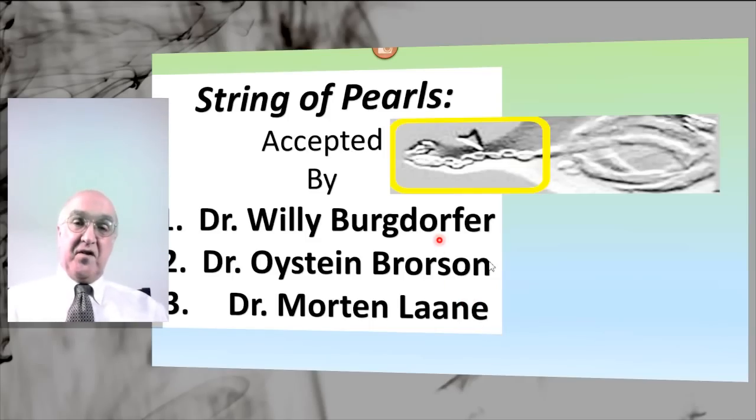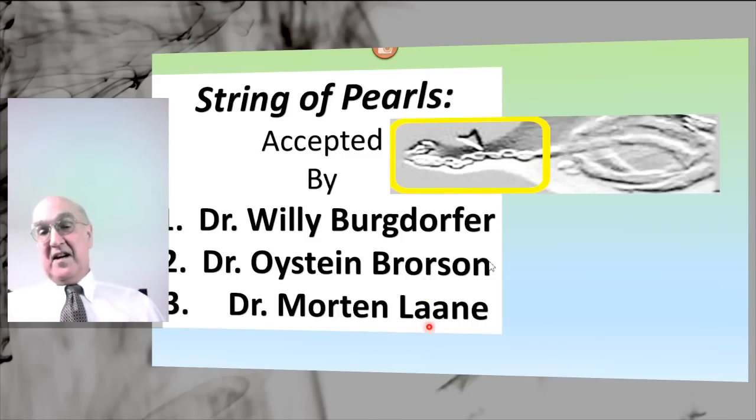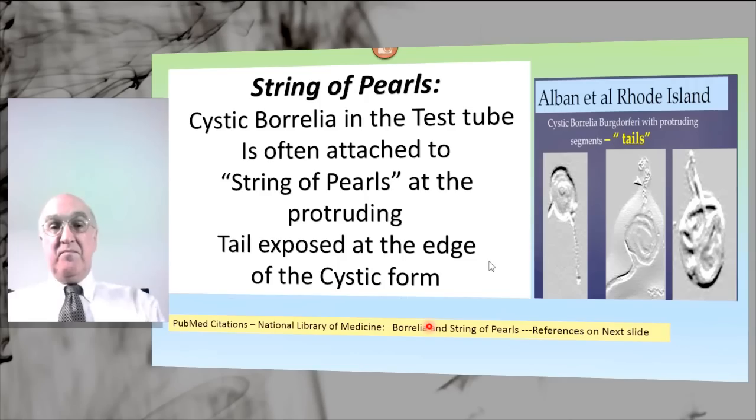Well, Dr. Willy Bergdorfer, for one. He discovered the Lyme disease organism. Dr. Oystein-Rosen, and Dr. Laane, and for what it's worth, Dr. Alan MacDonald, too. I believe that the string of pearls is very important, and when you see it in tissue, when you see it in blood, it tells you that you are in the presence of a Borrelia infection.